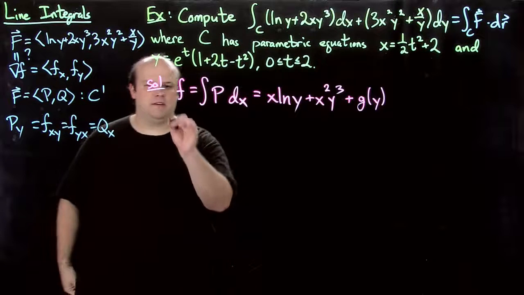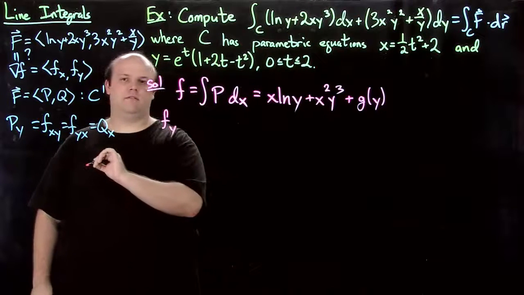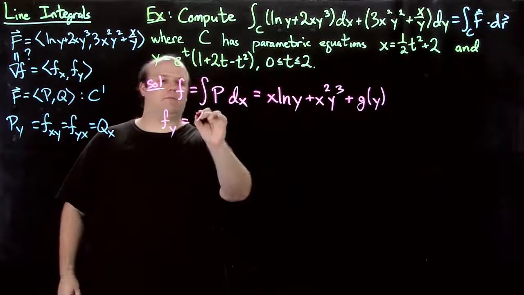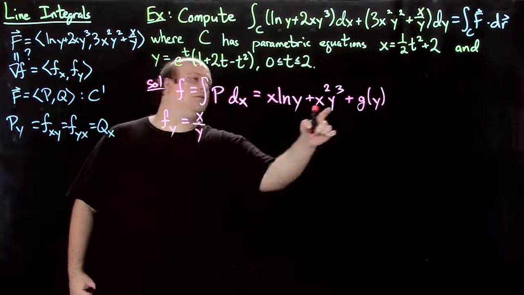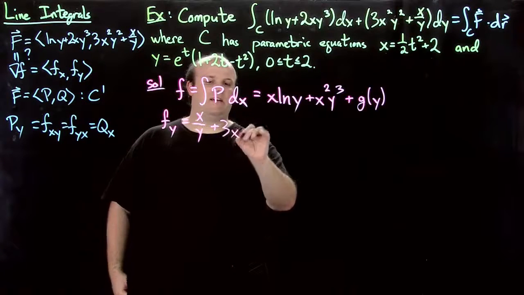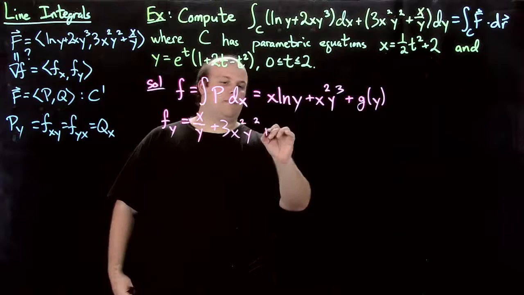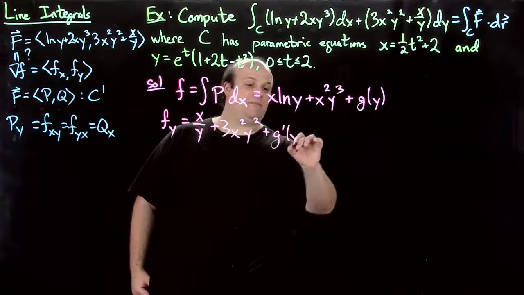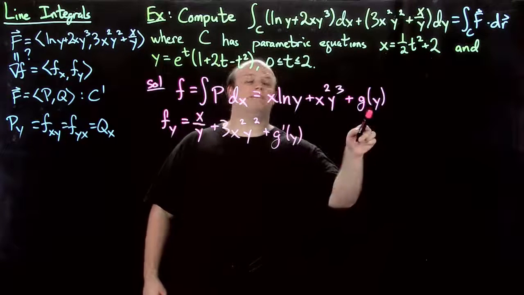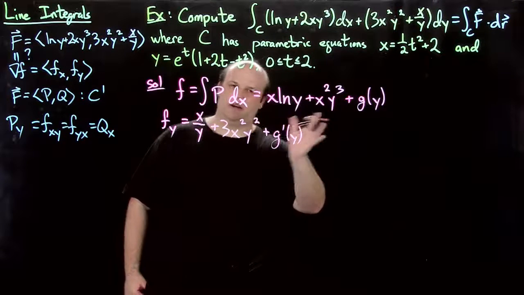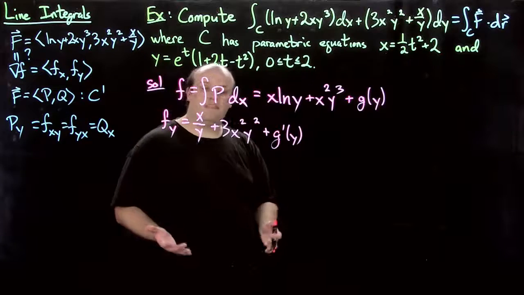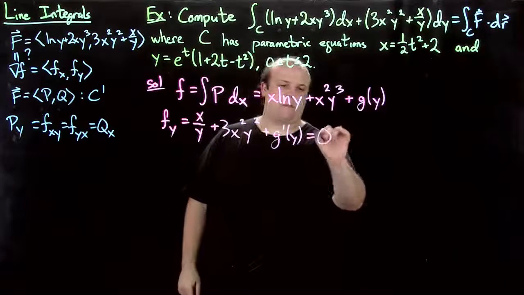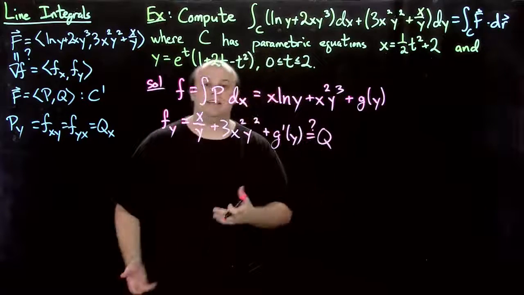So that means if I take f, the partial derivative of this with respect to y, well, I'm going to get x over y plus 3x squared y squared plus, now it's partial derivative with respect to y, so this is g prime of y. Right? Since this only has one variable, saying g prime makes sense. Right? And that's fy. Fy should be q. So we're asking now, is this true?